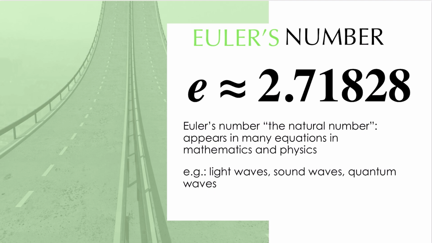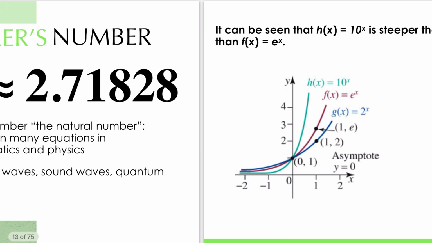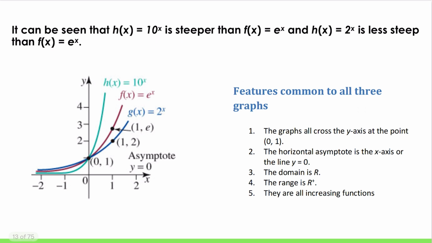So Euler's number, the natural number, appears in many equations in maths and physics, things like light waves, sound waves, quantum waves, and we're going to be learning all about it today. But basically, I just want you to know that it's a number that's somewhere between 2 and 3, closer to 3.